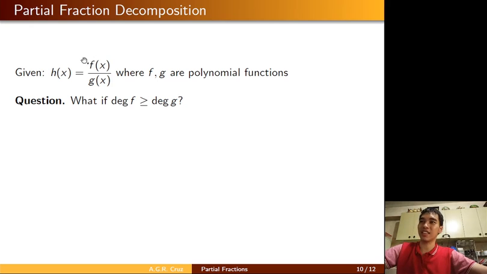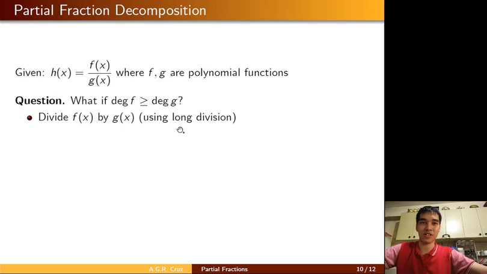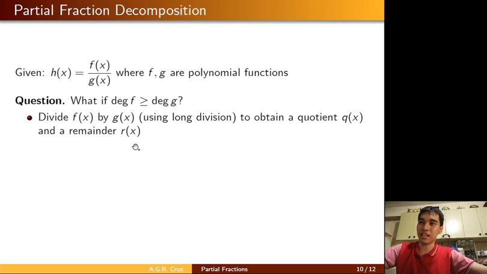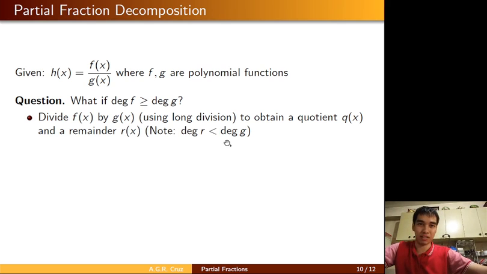So instead, ganito yung gagawin natin. Sa lahat, we have to divide f of x by g of x in their expanded forms using long division. And upon doing this process of long division, we will obtain a quotient q of x and a remainder r of x. And take note, yung property nitong remainder na to is that the degree of this remainder r is strictly less than the degree of g. We fall back to the first case kapag nasa remainder tayo ngayon.